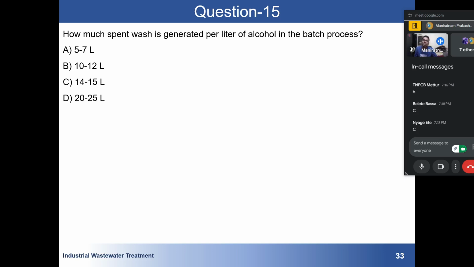How much wastewater is generated per liter of alcohol in the batch process? How much spent wash, or wastewater, in the distillery industry, is generated per liter of alcohol production? 10 to 12, one is saying. What about anyone else? B. Someone is saying 10 to 12.